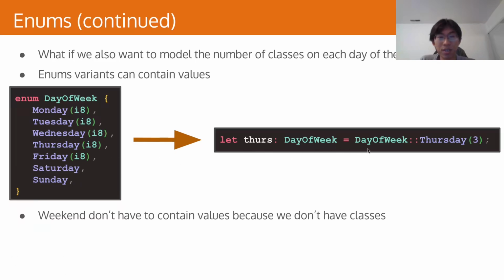So the way we could use this is if we initialize Thursday to be a day of the week, Thursday, and then the integer we want Thursday to hold, because Thursday is a weekday, so it needs to hold an integer to represent the number of classes. So this is how we would use enums like this.